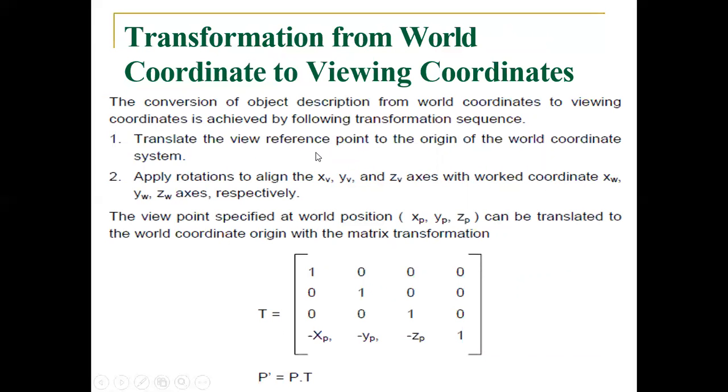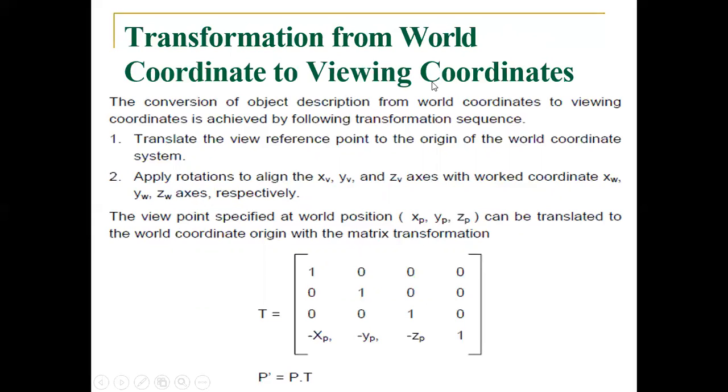So far we have discussed what we mean by three-dimensional viewing, what the 3D viewing pipeline is, and what the different parameters used in 3D viewing are. We will be using our view reference point, view distance, view plane normal vector, and we have the view plane. The next topic is transformation from the world coordinates to viewing coordinates.